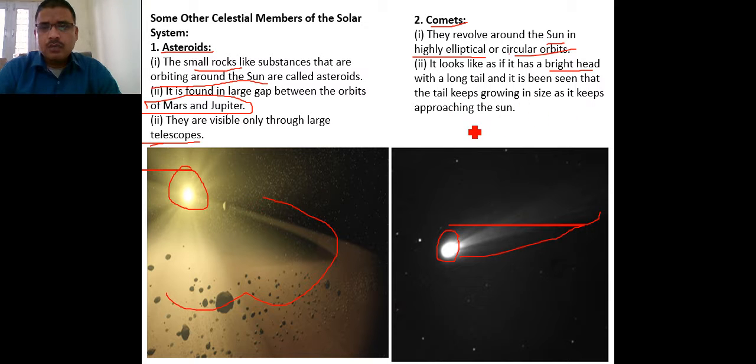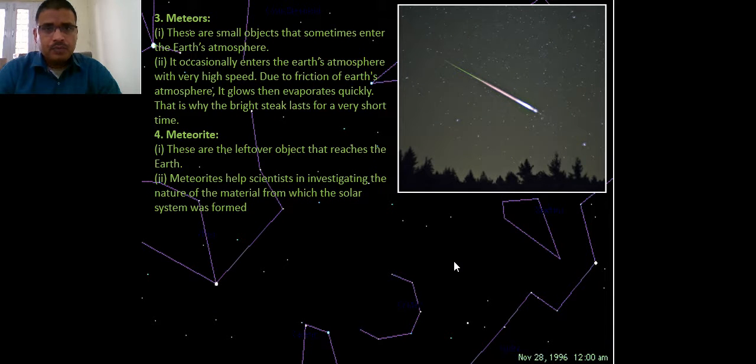That means when it rotates on its elliptical path and reaches the sun, the size of the tail keeps growing. The tail of the comet grows in size as it keeps approaching the sun. So it is all about what we call comets.